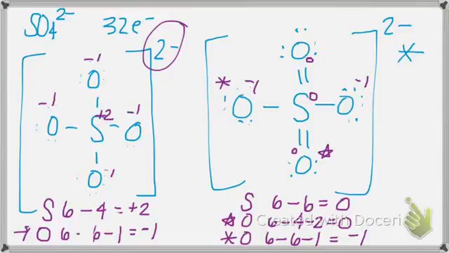I have another question: how does sulfur get that many bonds? Because it's in the third period, so it's able to expand its octet. Because it has D orbitals available.